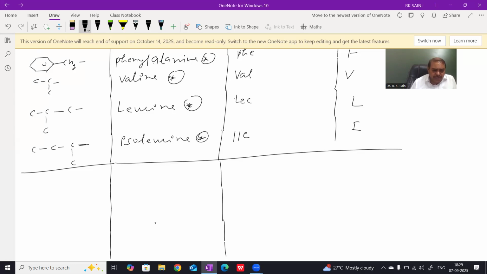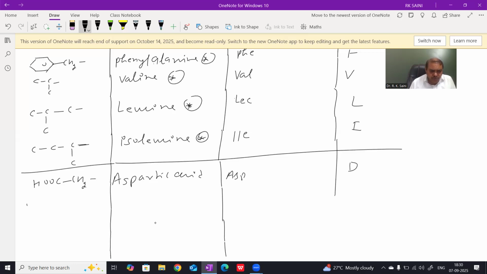Next, two amino acids in which an extra acidic group is there. For example, if G is CH2COOH, this amino acid is known as aspartic acid. The three letter code is ASP and the single letter code is D.